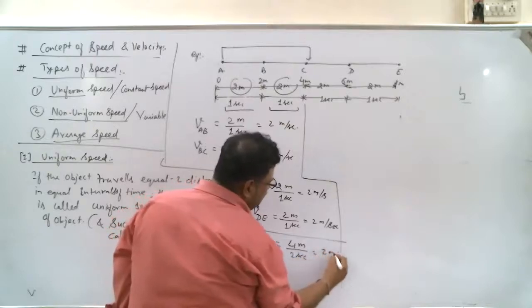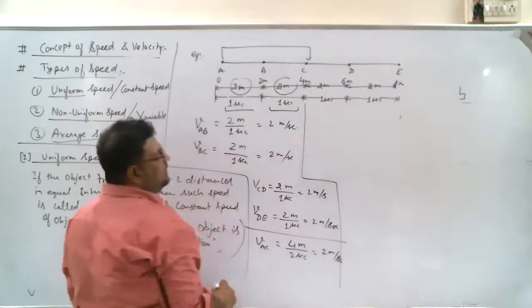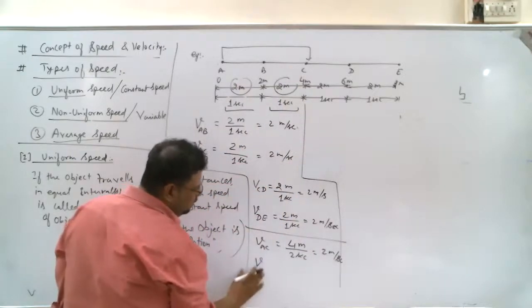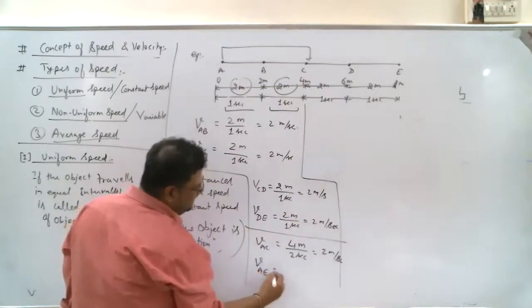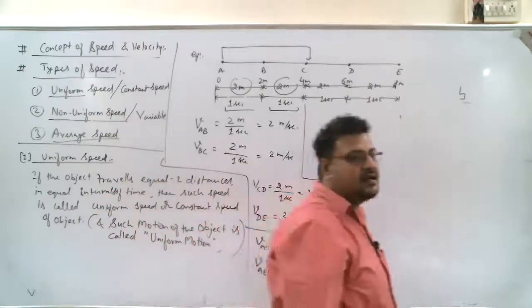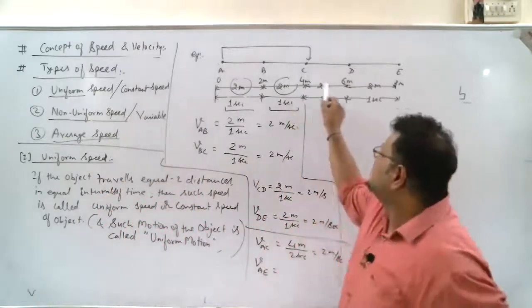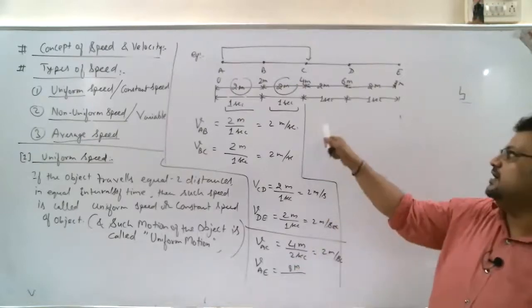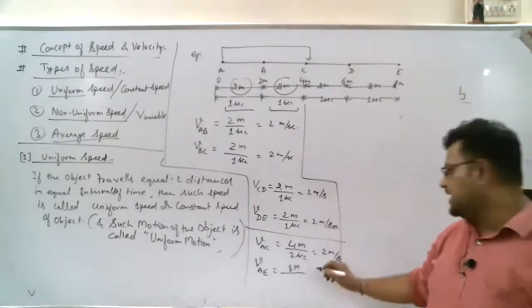Again, the answer is 2 meter per second. Somebody will ask: in the whole duration D to A to E, how much total distance was traveled? 2 plus 2 plus 2 plus 2, 8 meter. In how much time interval? 1, 2, 3, 4, 4 seconds.